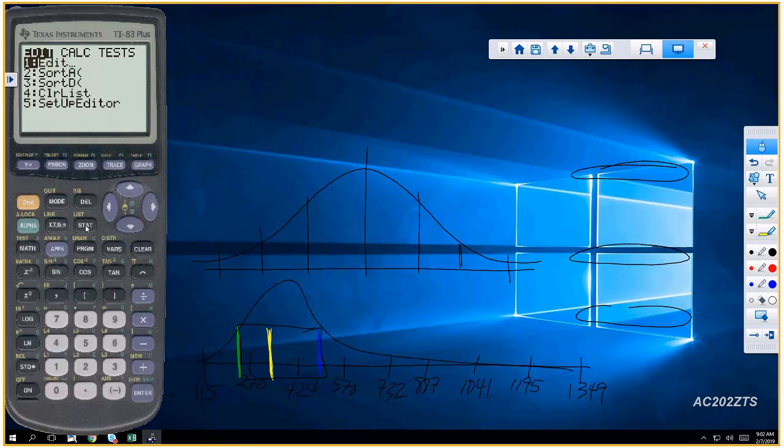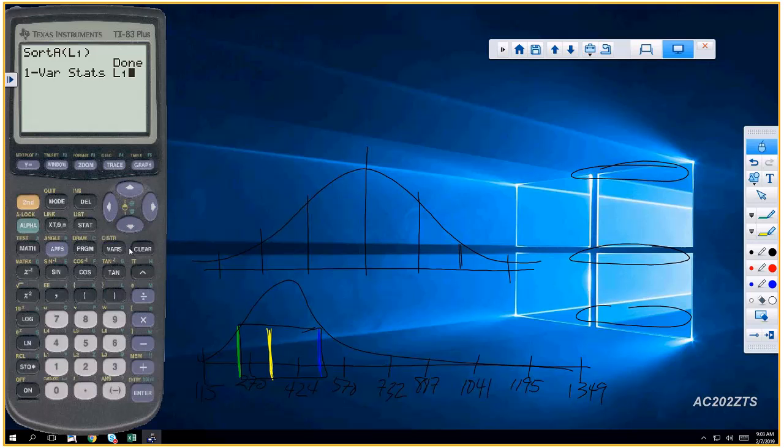Now this is how you sort. You go to stat, you go to sort in ascending order. Ascending means that it's going from small to large. So sort A, and then type in second L1, which is 1, close parentheses, hit enter, and that'll sort it. Okay? Hit stat, calculate, first variable stat. Hit second L1.